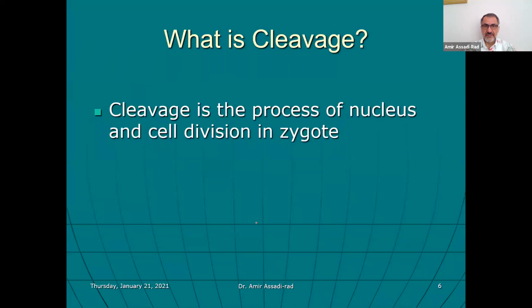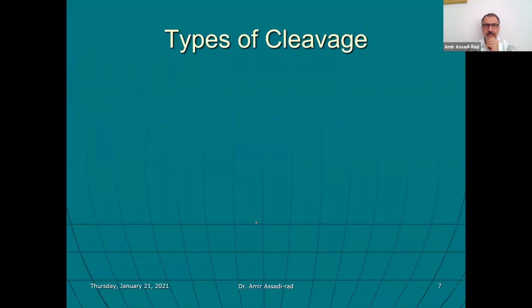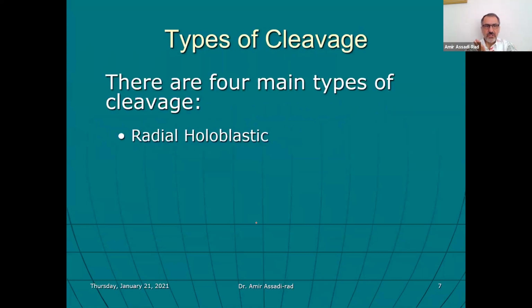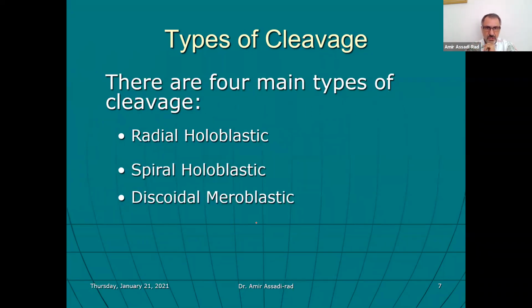What is cleavage? I gave you the definition of cleavage. It's the process of nucleus and cell division in the zygote. Okay, that's called cleavage. Types of cleavage: there are four types, radial holoblastic, and I will talk about them, spiral holoblastic, discoidal meroblastic, and there is one more, sorry, rotational holoblastic. And then what do holoblastic and meroblastic mean?